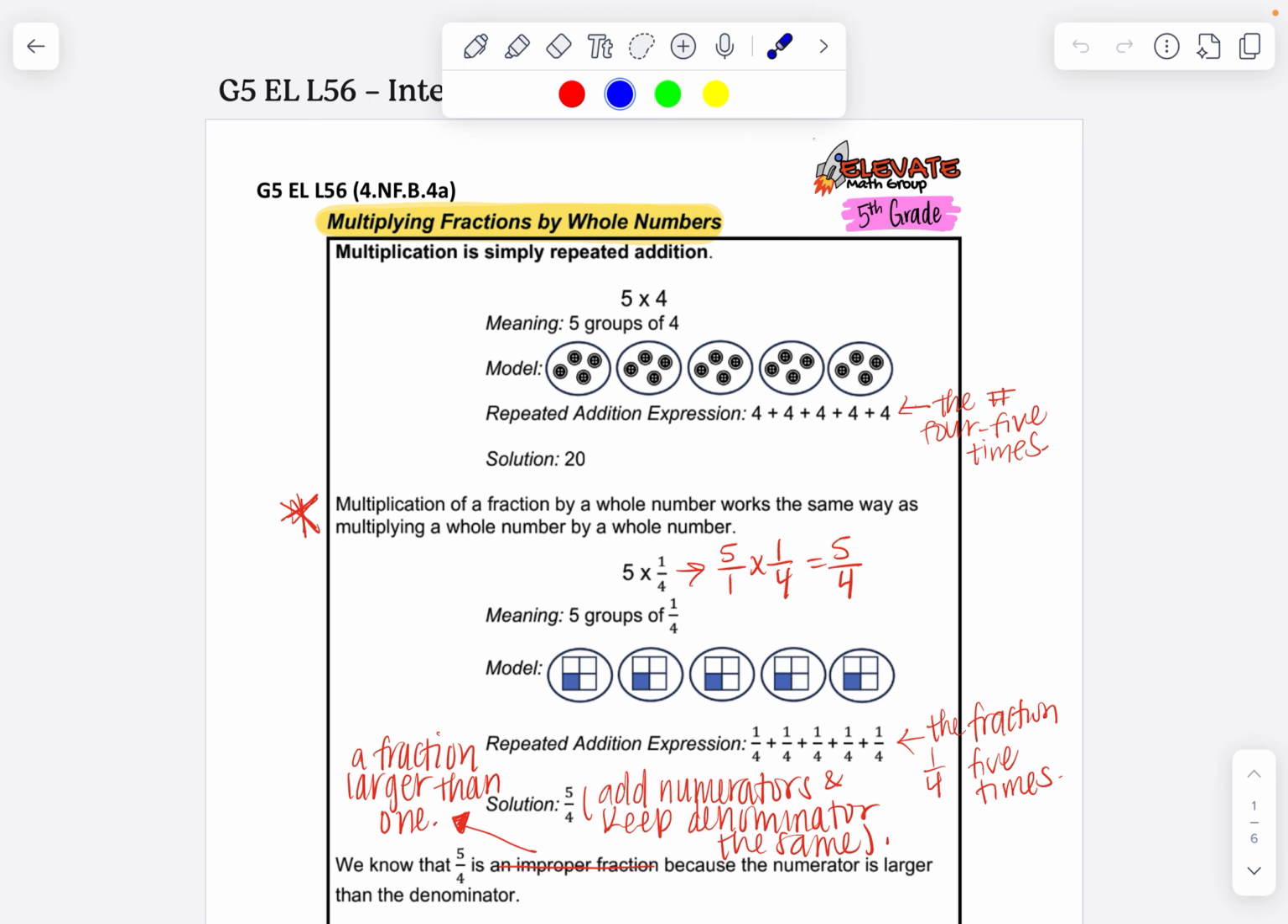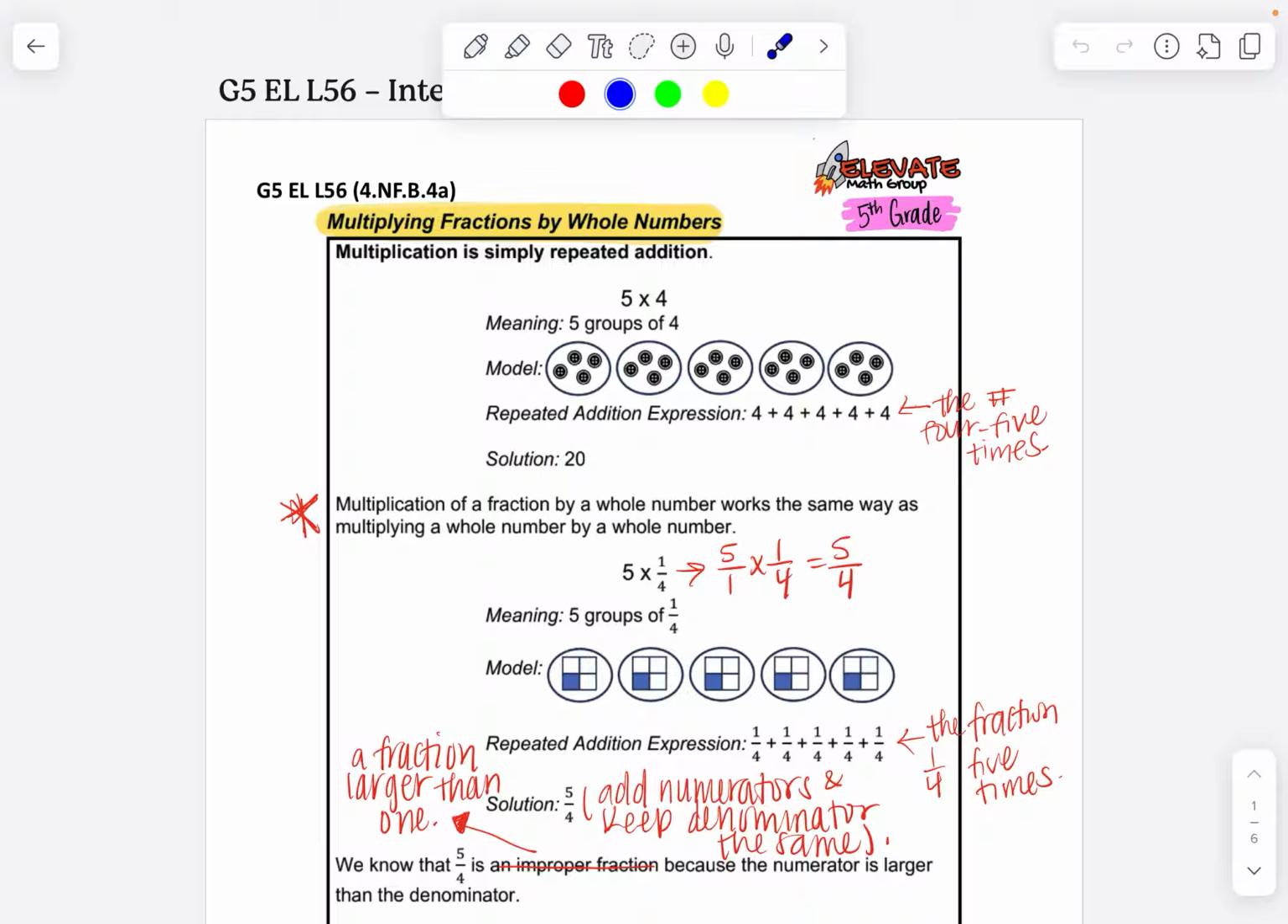Students should understand that multiplication is simply repeated addition, right? In the same way that 5 times 4 is the same thing as 5 groups of 4, my model would show 5 groups with 4 dots inside, 4 cookies inside. And then the repeated addition expression would be 4, right? Because there's 4 in here. 4 plus 4 plus 4 plus 4 plus 4. We should see 4 5 times, giving us a solution of 20.